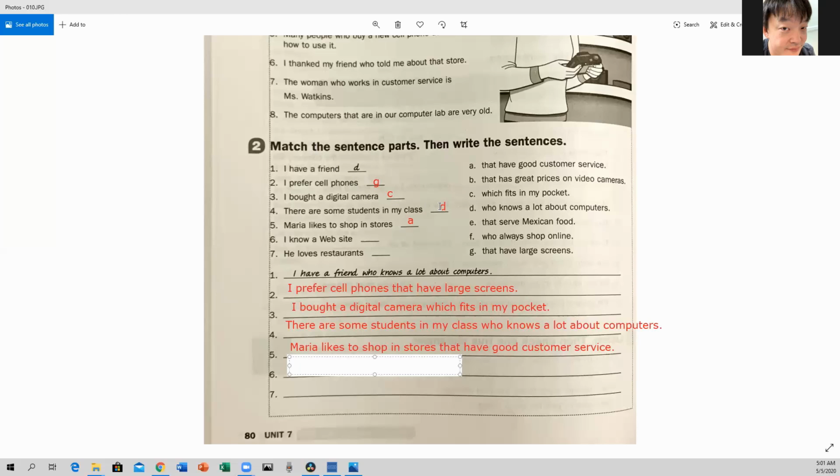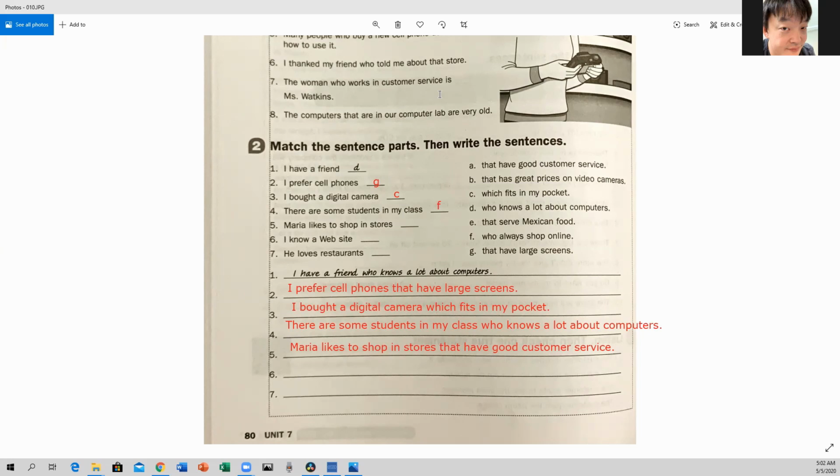Okay, so it seems that number 4 is where we made a mistake. Number 4 would be there are some students in my class. Okay, so let's put here. I bought a digital camera which fits in my pocket. Yes, that's letter C. That's good. Now, number 4. There are some students in my class who always shop online. Okay.